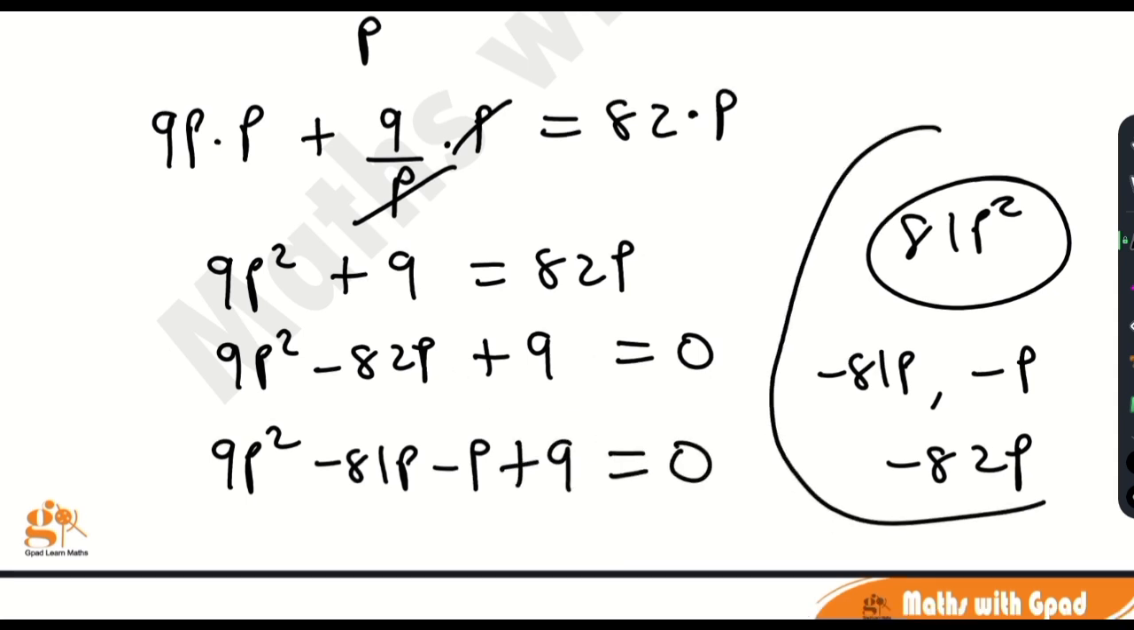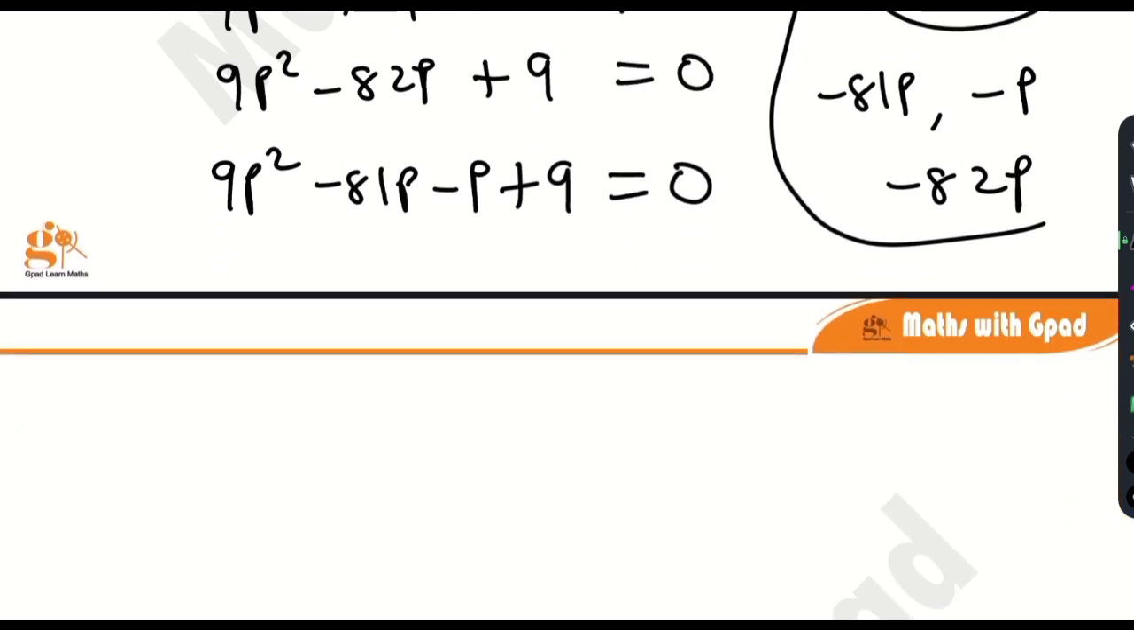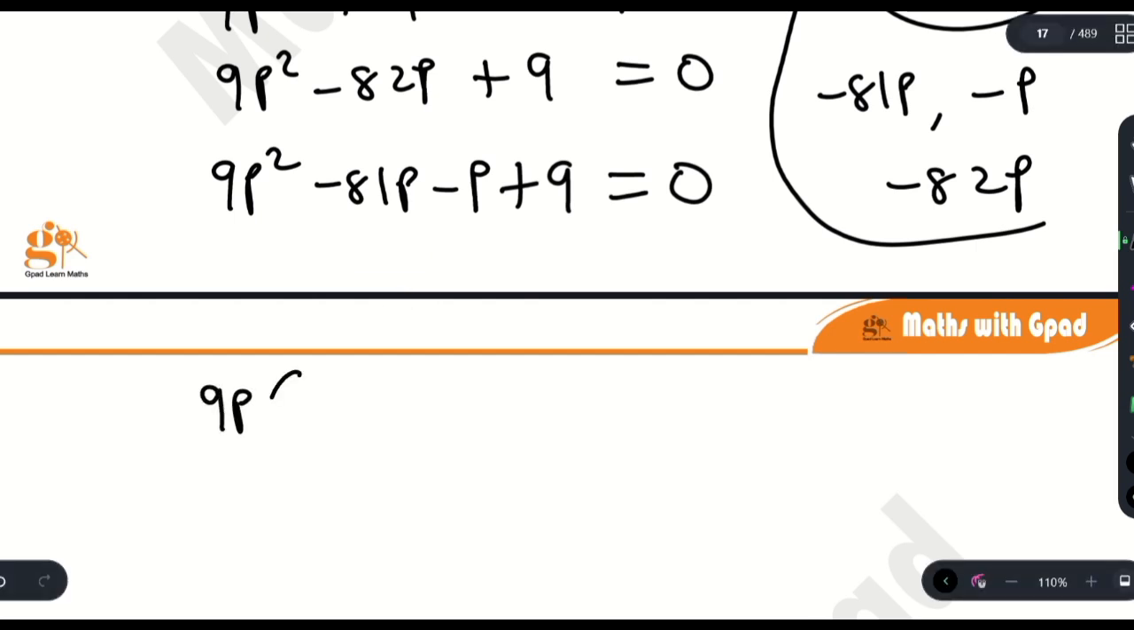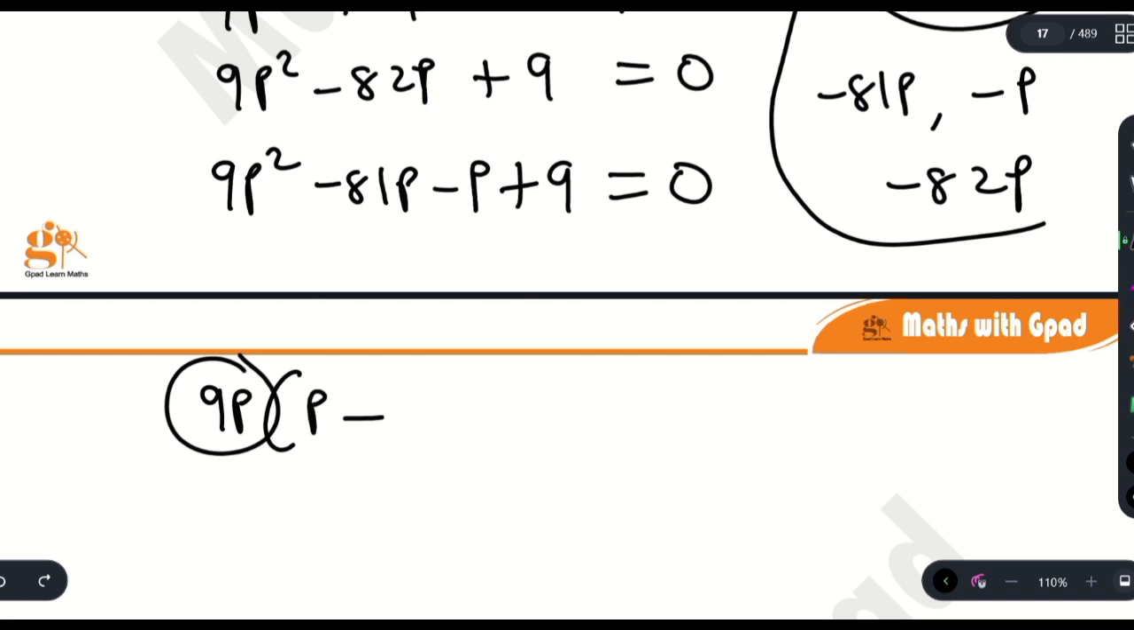Okay, so let's move on. Now I'm going to factorize the first 2 terms and then the second 2 terms. Look at these first 2 terms. What is common? 9p is common. So let's factor that out. 9p goes into 9p squared, you are just going to have p, and 9p goes into negative 81p, you have negative 9.